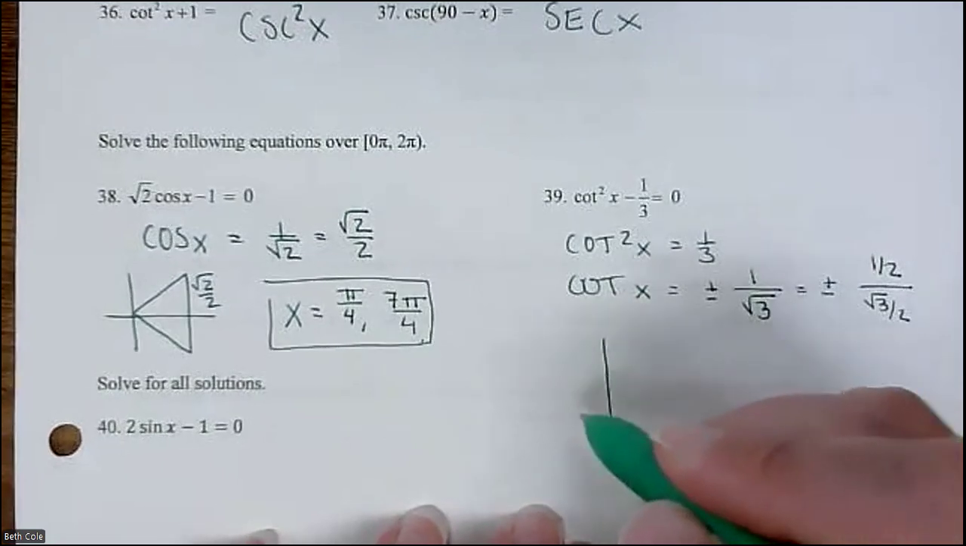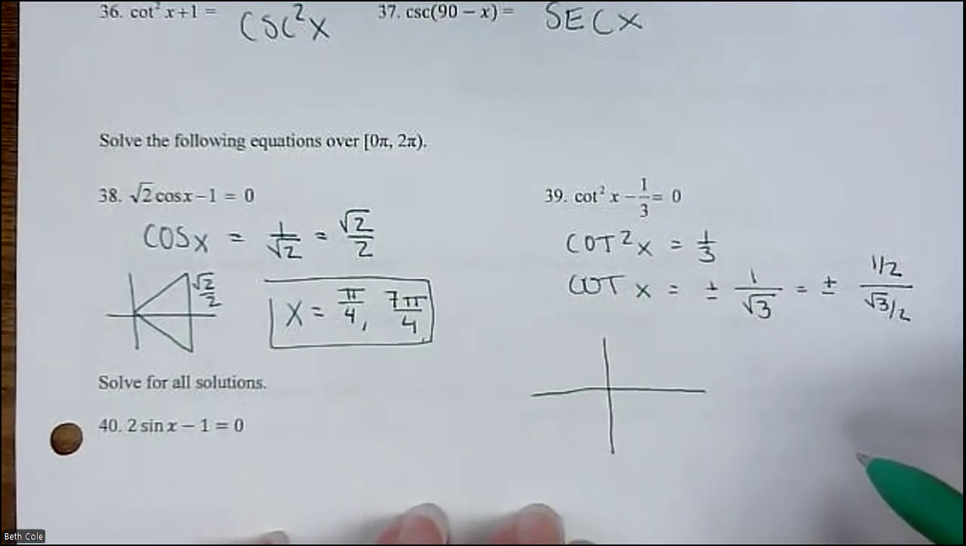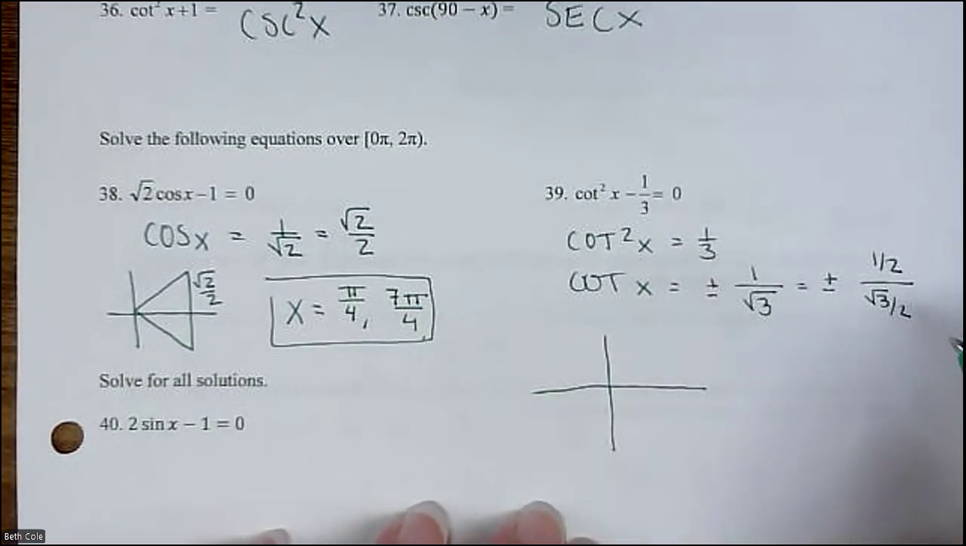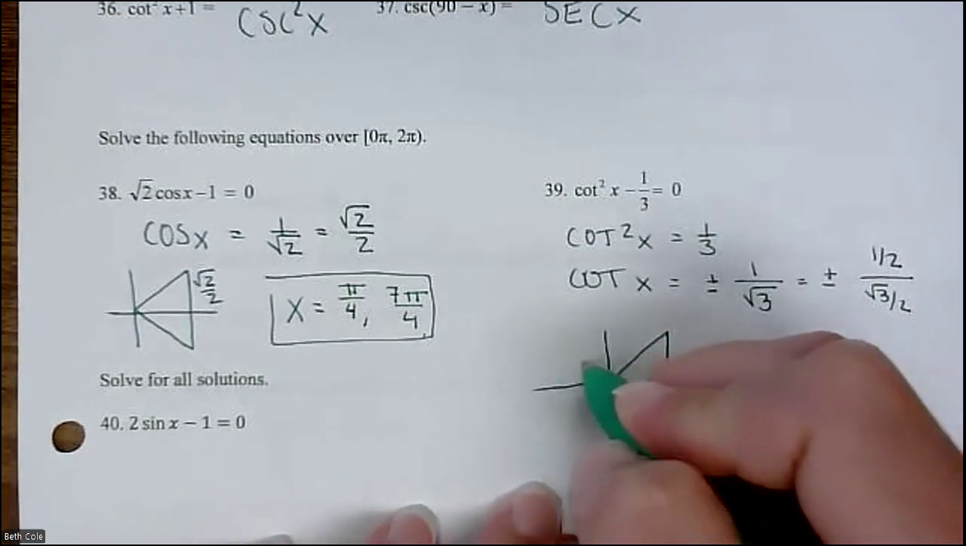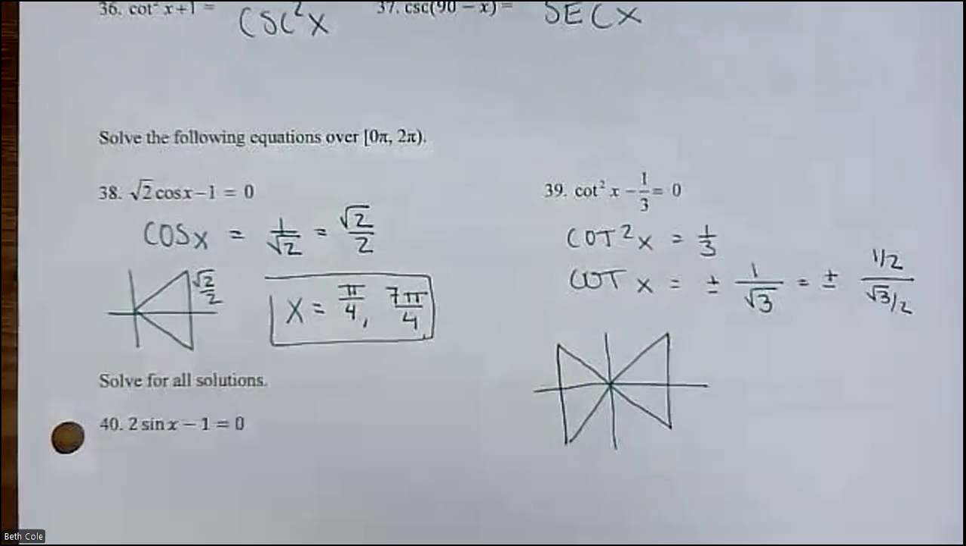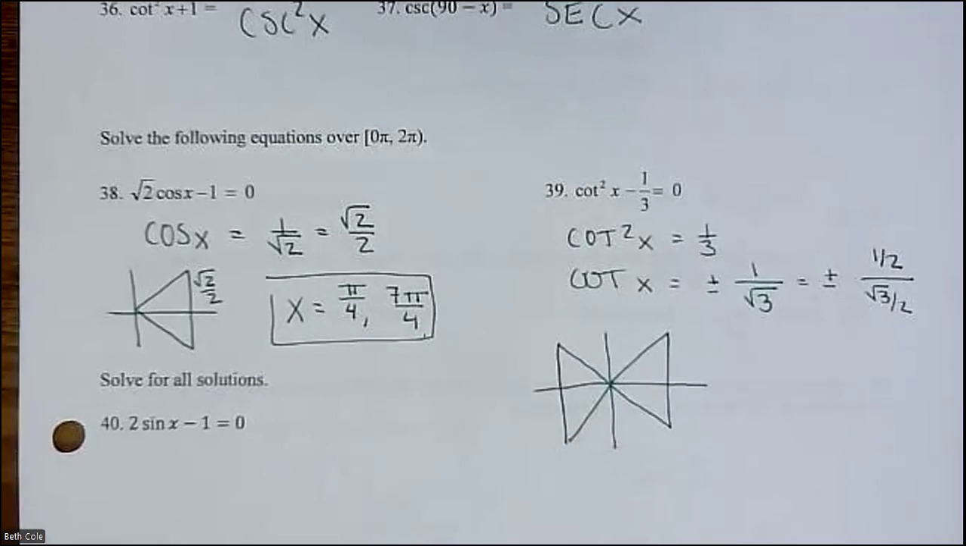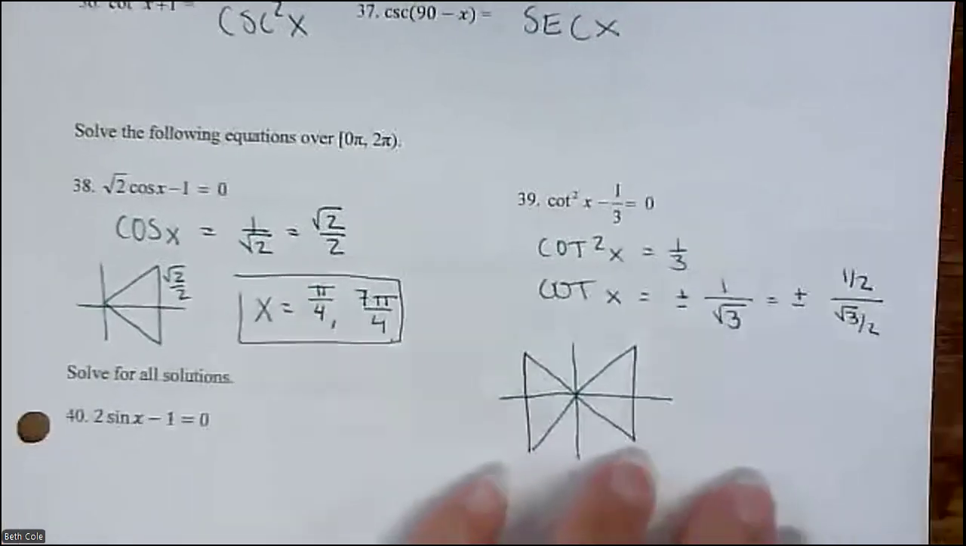Now, which quadrants are we in? All of them. Yeah, why is it all of them actually? Yeah, plus and minus. So you can already narrow down your answer choices in multiple choice. You know you're going to get 4 answers. Any choice that doesn't have 4 answers, you can get rid of if there's a plus minus.